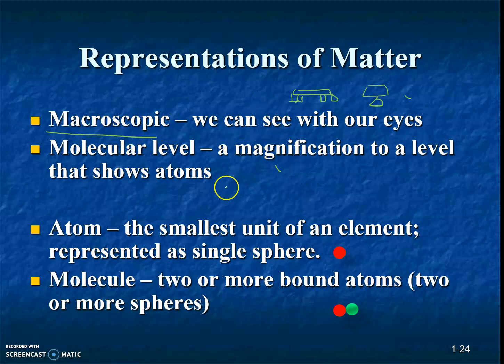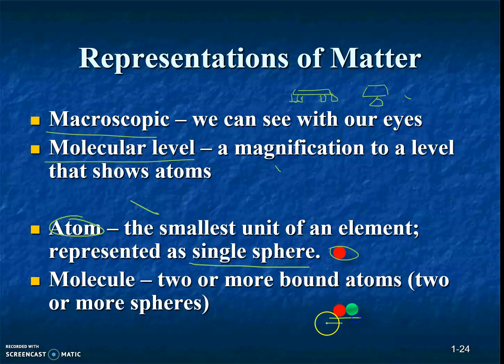But if I want to show something at a molecular level, if I want to show atoms at the molecular level, how can I draw it? For an atom, I'm going to use a sphere. It doesn't matter what color the sphere is. You can use the color you like. A single sphere will be a single atom.